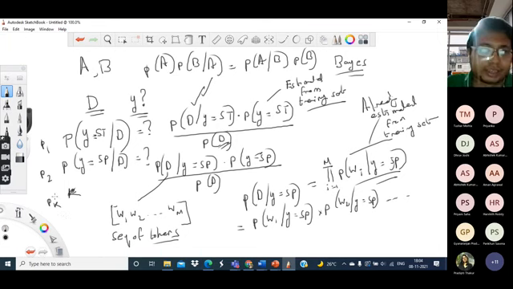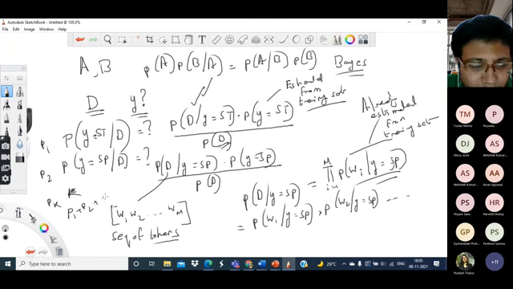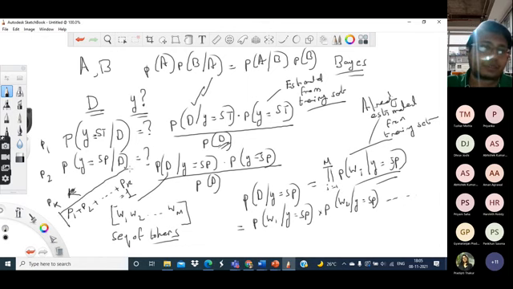Now I know that since this document D must belong to one of these k labels, I am sure that P1 plus P2 up to Pk defines a probability distribution. So the sum of these probabilities is equal to 1.